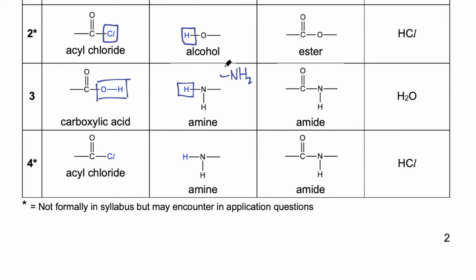The resulting linkage is called an amide linkage. So the amide linkage is the CONH. And a water molecule is removed for every linkage that is formed.